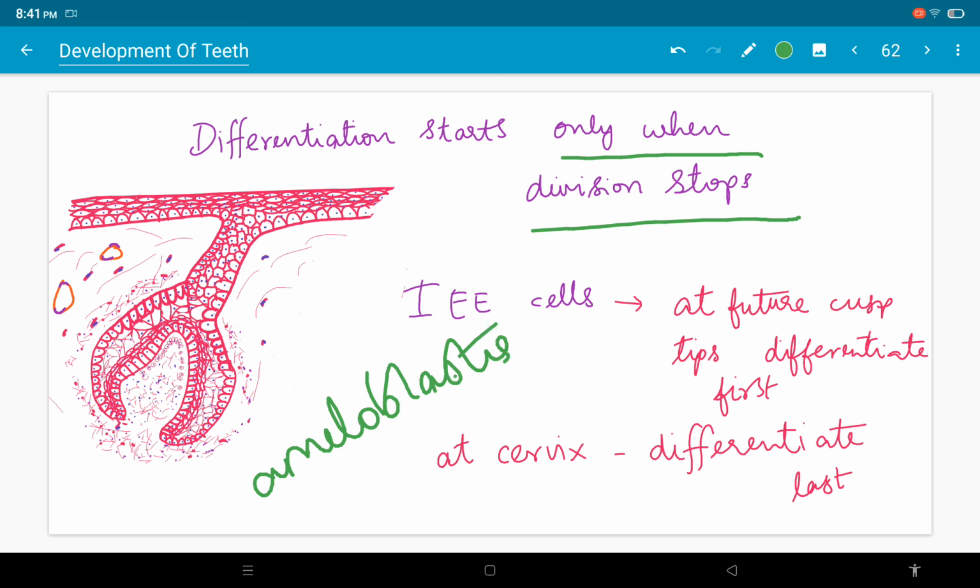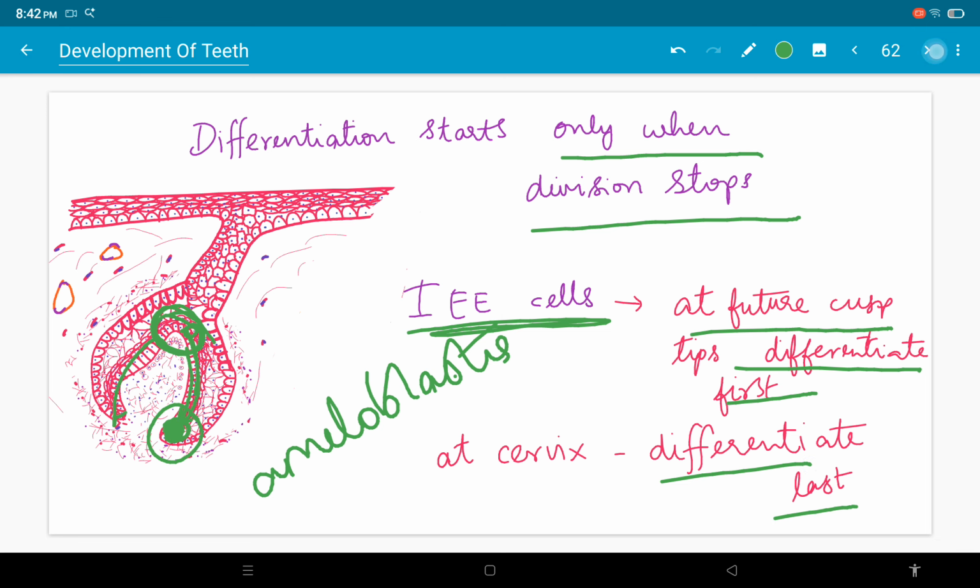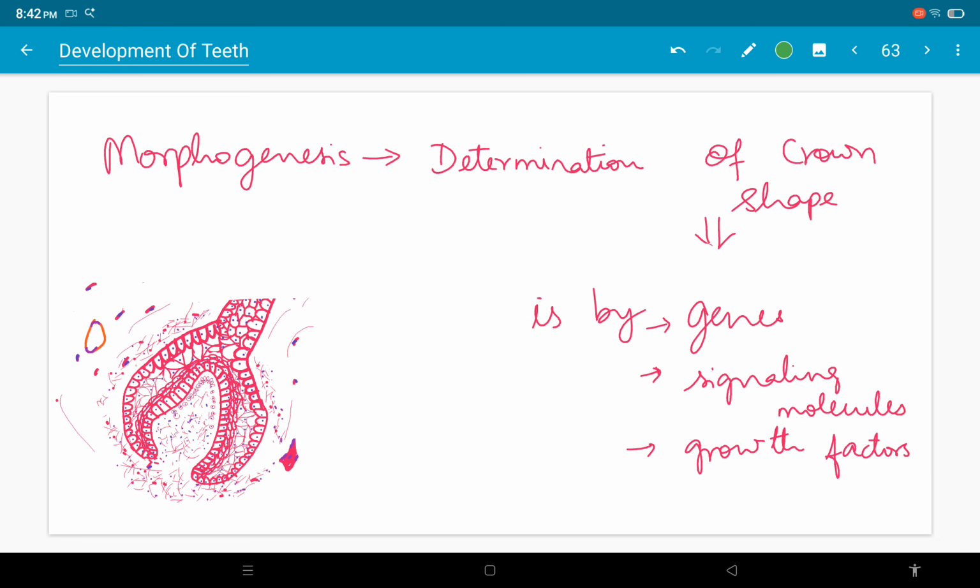So the inner enamel epithelial cells will be the future ameloblasts. That is the cells responsible for enamel formation. This is the future cusp tip or the incisal ledge. So the differentiation starts here first, and the last part will be the cervical end. So it will be starting here, and progressively the last part to mature will be your cervical region. So at the future cusp tips, differentiation starts. At the cervix, differentiation is the last. So the inner enamel epithelium will be your ameloblasts from now on.